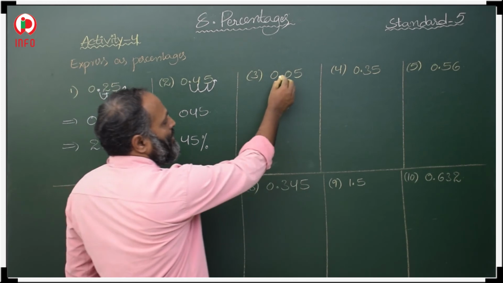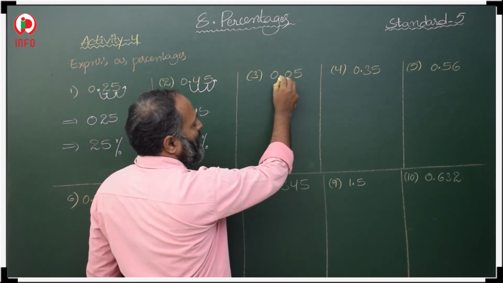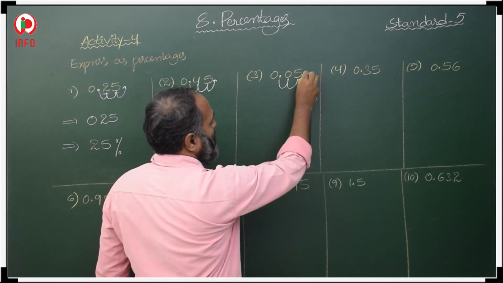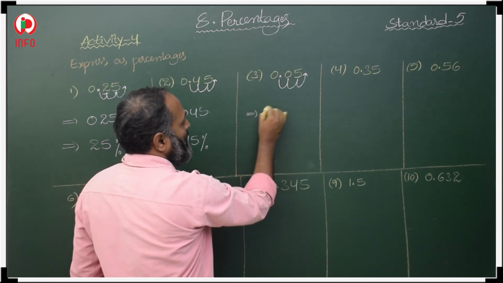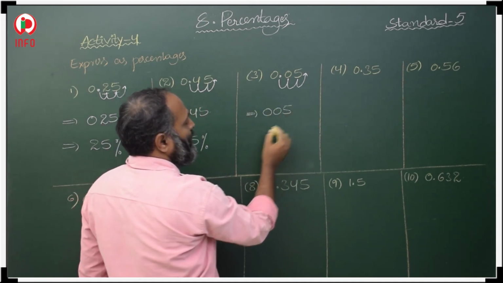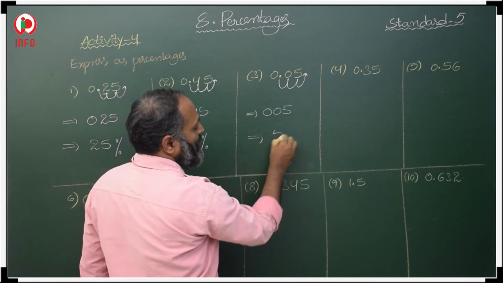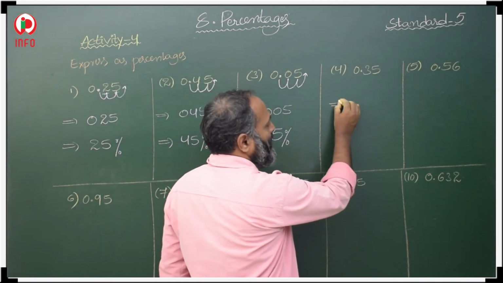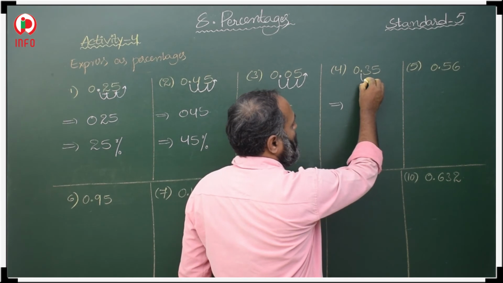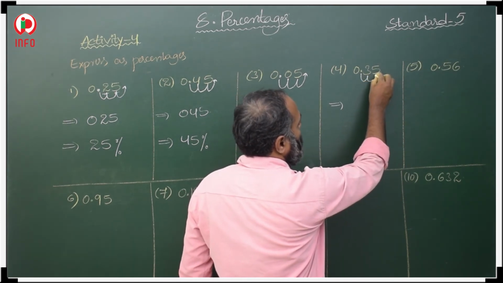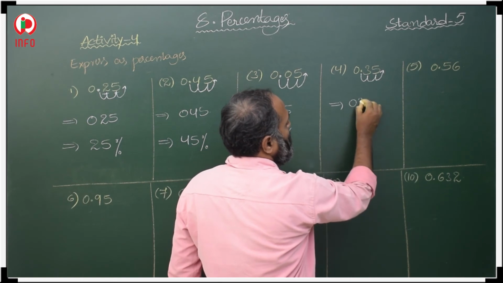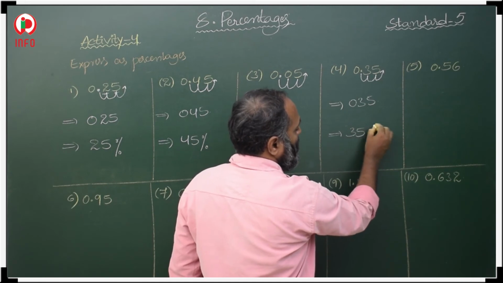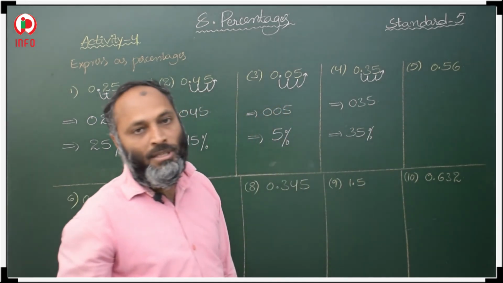Then here also we have to move our decimal point after 2 places, first place, second place. After the second place we keep the decimal point, that is 005, no need to keep the point. Then 0.05 means 5%. Here we have to move our decimal point after 2 digits from left to right. This is first, this is second, the point will come after 5. 035, no need to take that point because after 5 there is no number, so 35%.